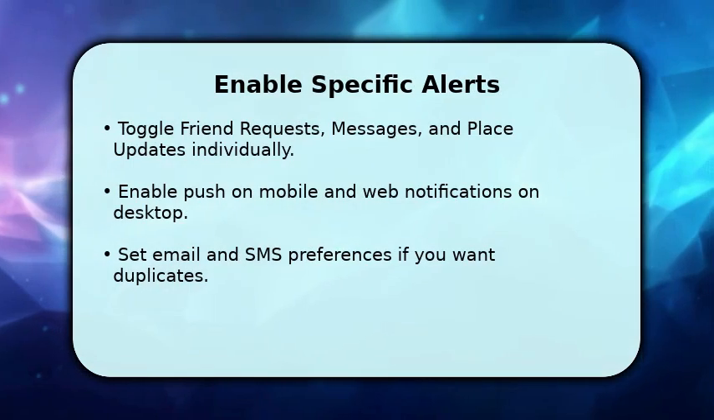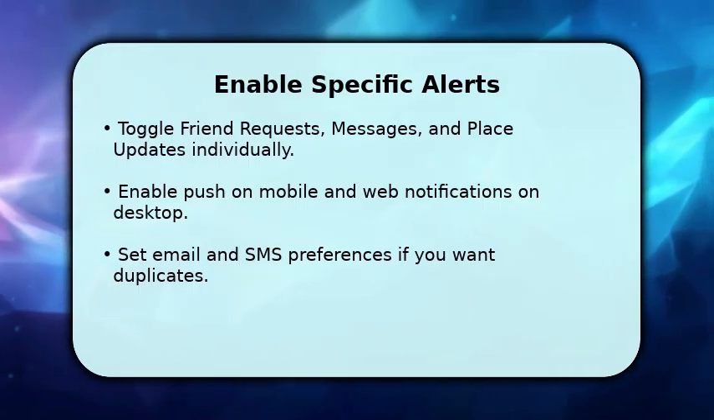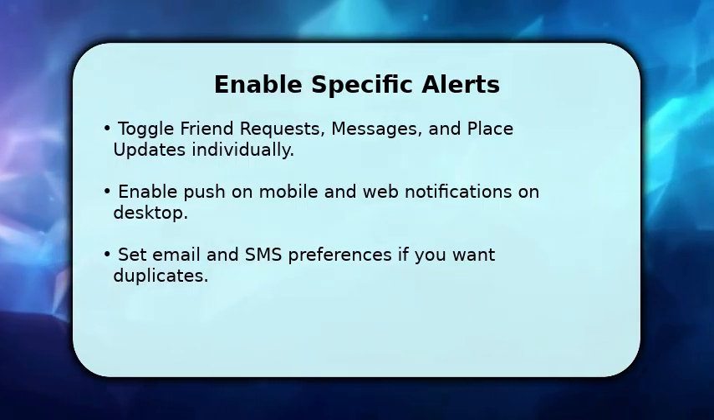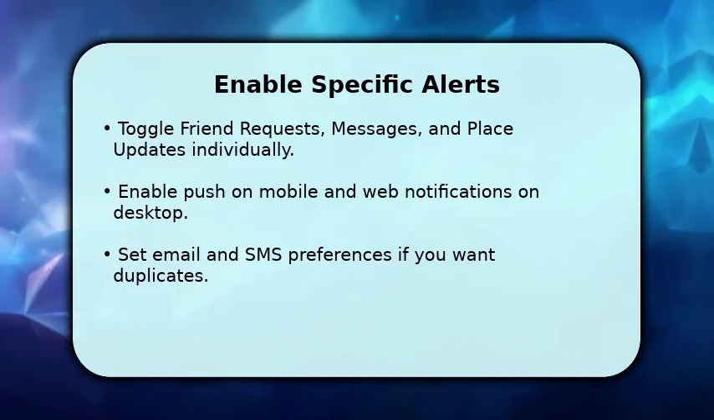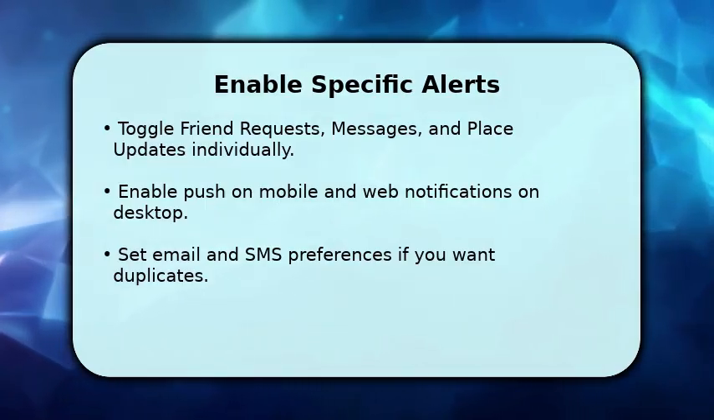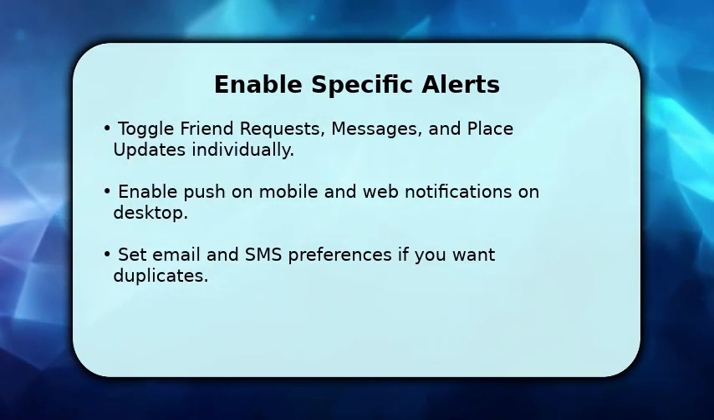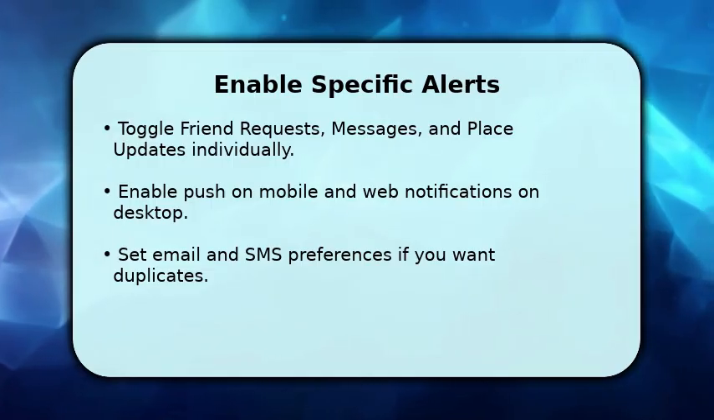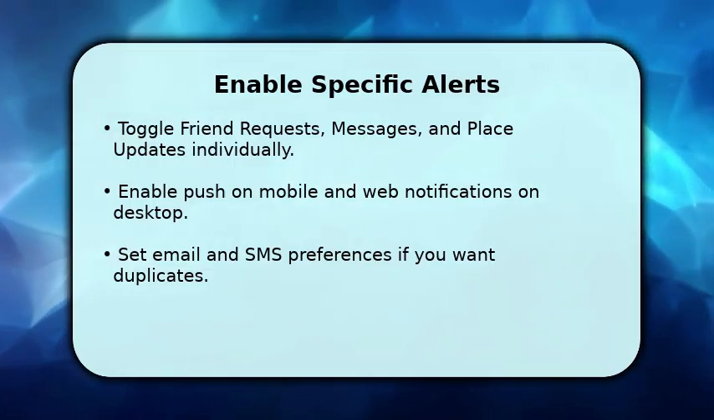Now you enable the specific alerts you need and select channels. Go through friend requests, messages, and place updates and toggle each one on. You'll see why. Granular control prevents noise. Make sure you enable push notifications for mobile and web notifications for desktop so you don't miss real-time events.